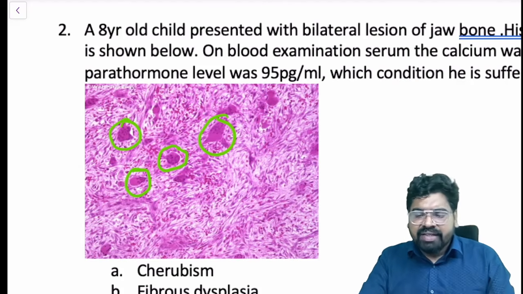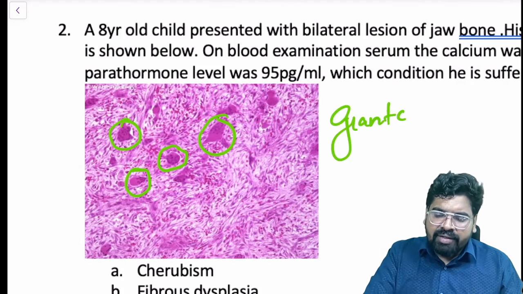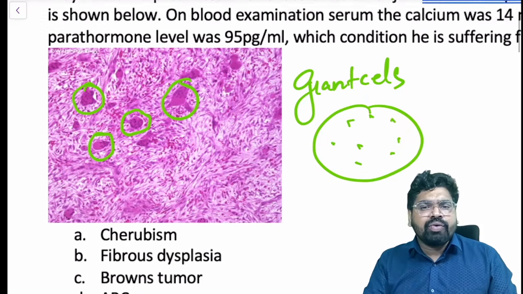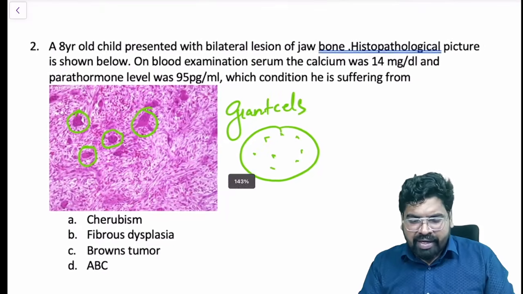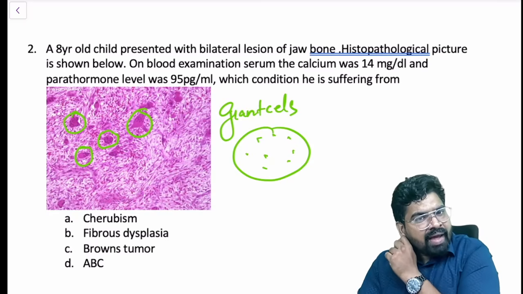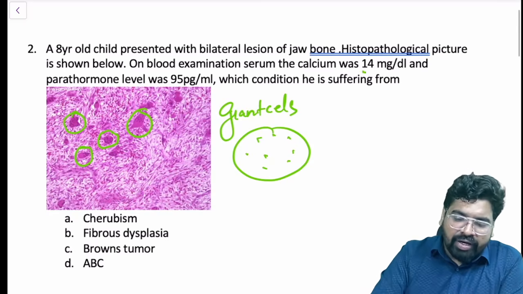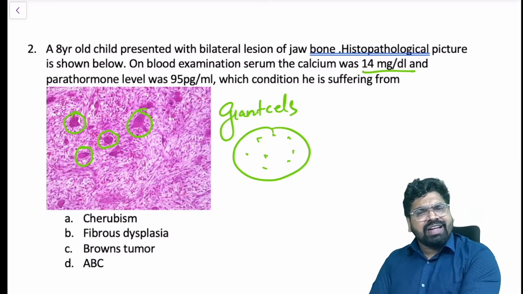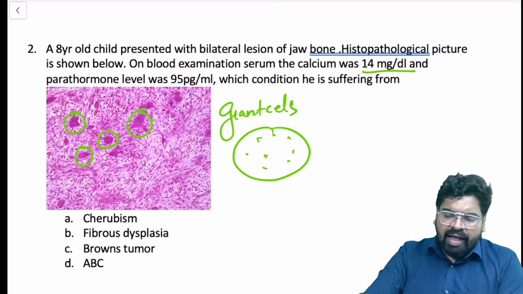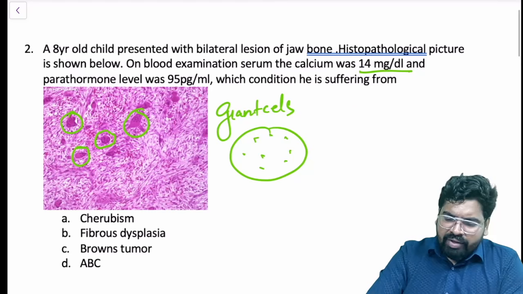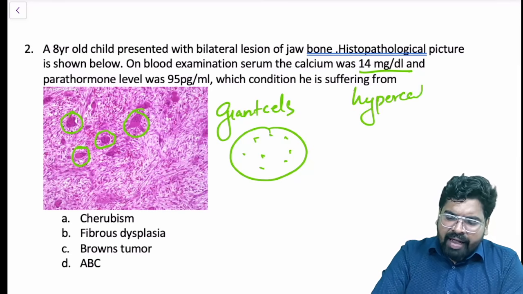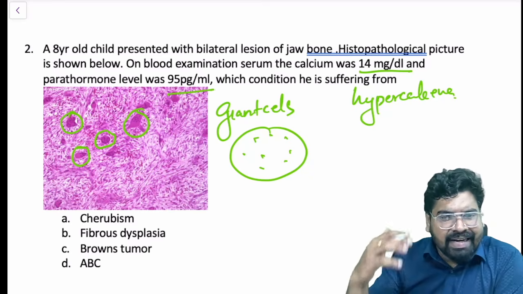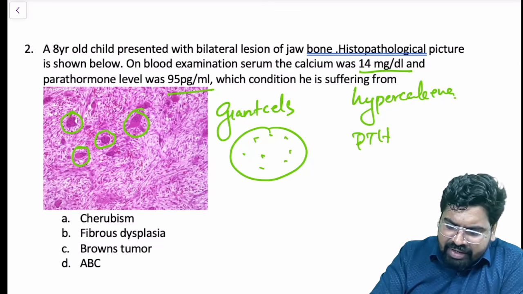So these cells are nothing but giant cells. What do you mean by giant cell? A cell with multiple nuclei, that is a giant cell, right? So I am seeing a lesion with giant cells. And on blood examination, serum calcium is 14. So there is increased serum calcium. The normal value is 9 to 10 milligram per deciliter. Here I have hypercalcemia, so the child is having hypercalcemia. Parathyroid hormone level is 95, which is slightly increased. The PTH level is increased.